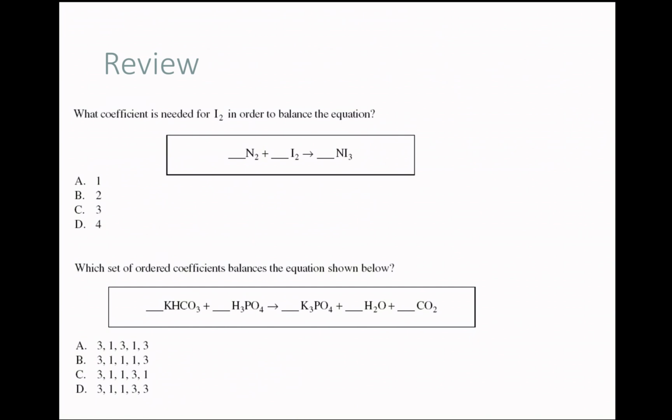All right, last page. I think this is the last page. What coefficient is needed for iodine in order to balance the equation? And the one below. So we're going to hit pause. 1, 2.